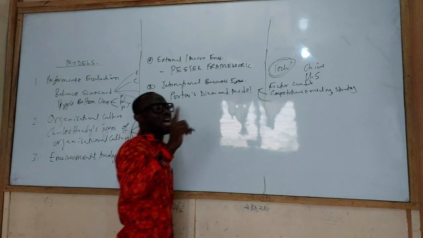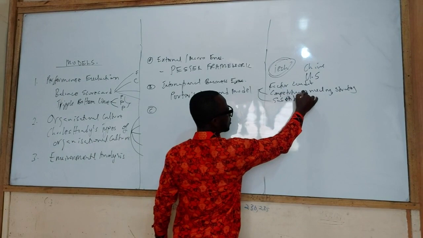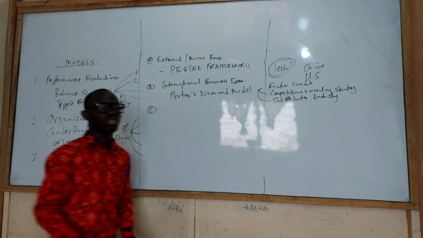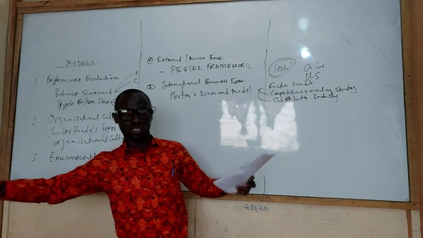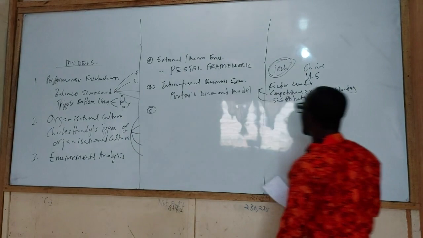Then the third thing has to do with the availability of related and supporting industries. So you see, you cannot become successful as a company without other supporting industries. So are they available? If they're available, then it will give you a competitive edge over another. And then the last one has to do with demand conditions.